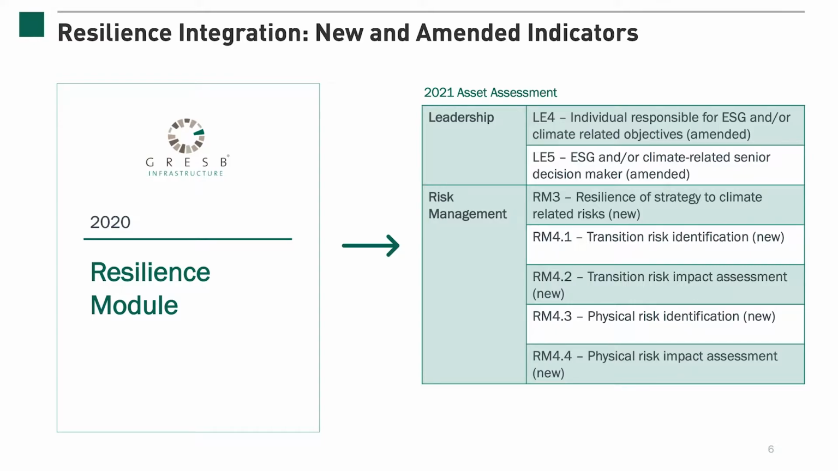These are RM3, resilience of strategy to climate-related risks, RM 4.1, transition risk identification, RM 4.2, transition risk impact assessment, RM 4.3, physical risk identification, and RM 4.4, physical risk impact assessment. The amended indicators in leadership will still be scored, although the new elements relating to resilience do not contribute to the scores for the indicator. The new indicators in risk management will not be scored in 2021.